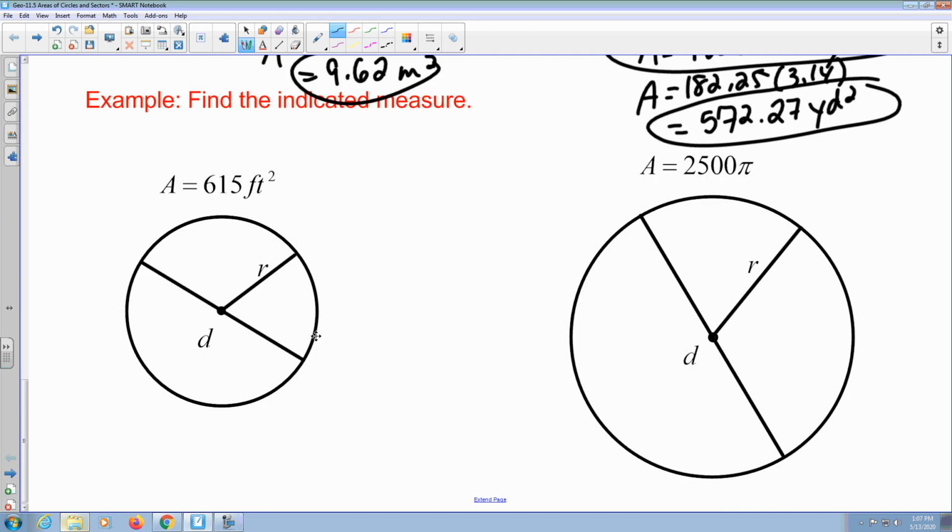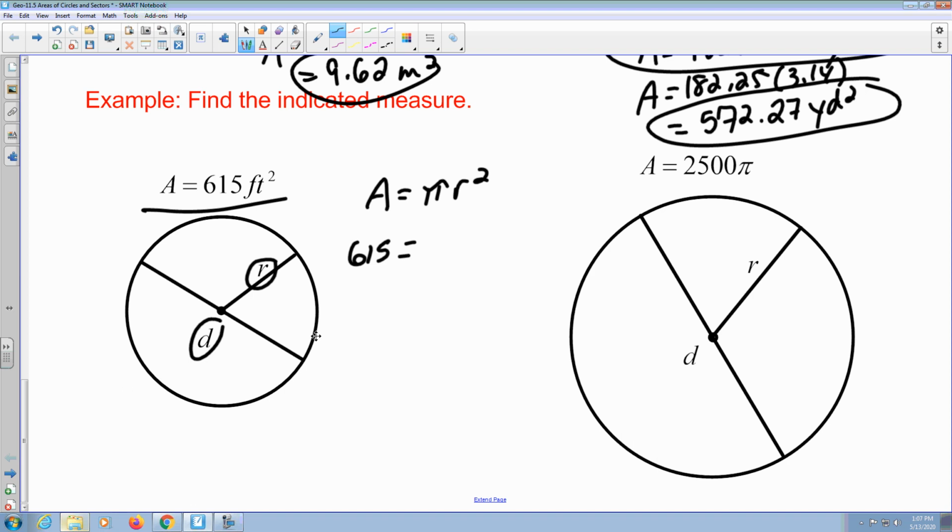Below here, they want you to find the indicated measure, and in both examples, they want you to find the radius and they want you to find the diameter. So here, they tell us that we have an area of 615 square feet. So basically, what we can do is we take our area, and that equals pi r squared. The one thing we do know is that the area A is 615. And since there's no value of pi as a result, 615 is technically an approximation.